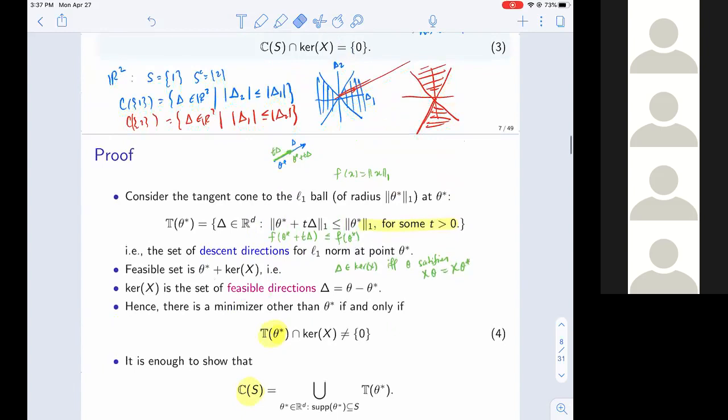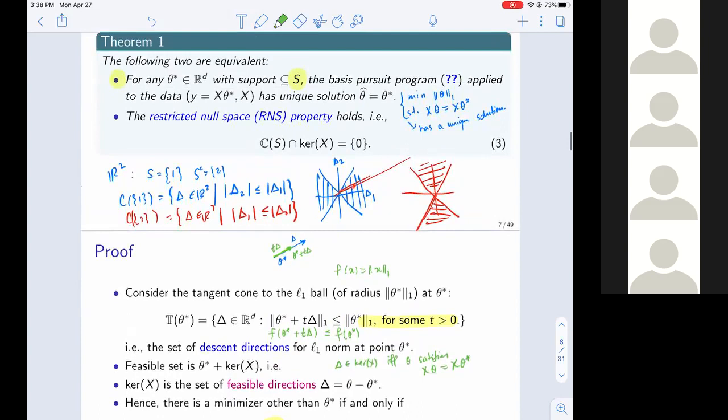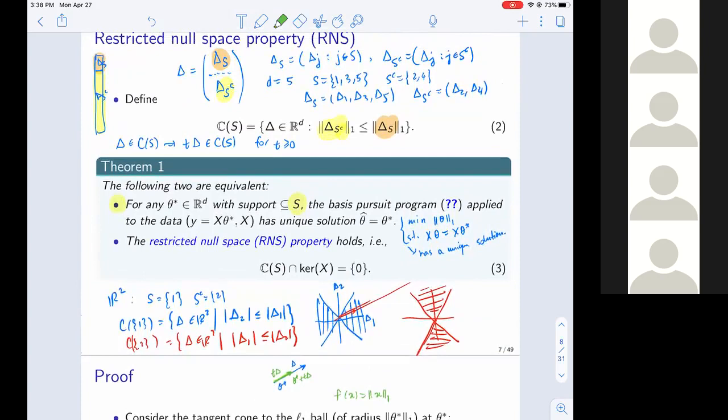So this condition, roughly, or once you look at the proof, just means that the set of all possible descent directions and the set of all feasible directions, which are directions in the kernel of X, the things that if I move along those directions, I remain in the feasible set, have a trivial intersection. There are no non-trivial vectors in there. So I can't descend on any of the theta stars in terms of the L1 norm while still remaining in the feasible set. That has some very interesting intuitive justification. Okay. Questions about this?